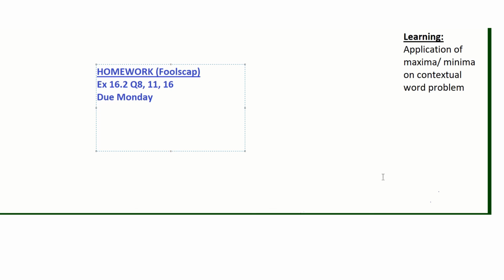Okay, so please, with the remaining time, can you guys try exercise 16.2, question 8, 11, and 16 on the foolscap paper? If you can't finish it in class, it's fine. Please finish it over the weekend and submit to me on Monday. Of course, don't forget to revise for your WA1 as well, which is going to happen next Wednesday.